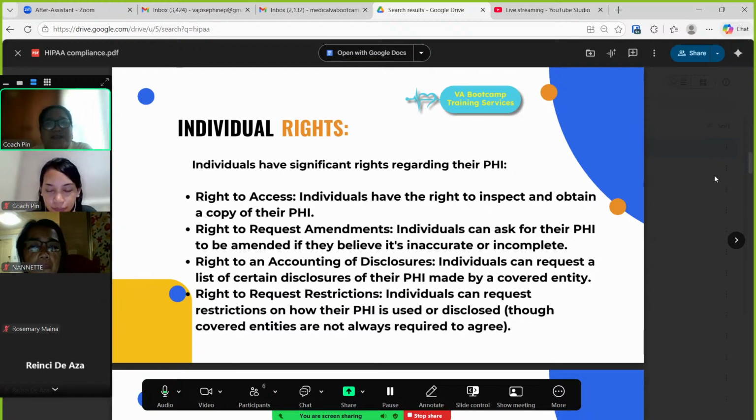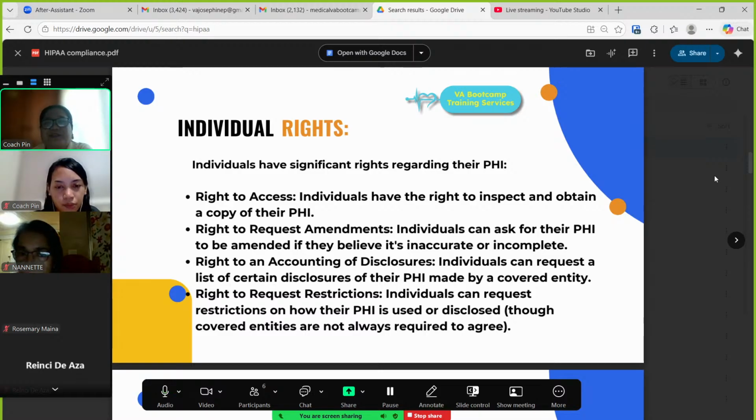Okay, so right to access. Individuals have the right to inspect and obtain a copy of their PHI. Right to request amendments. So, individuals can ask for their PHI to be amended if they believe it's inaccurate or incomplete. Right to an accounting of disclosures. So, individuals can request a list of certain disclosures of their PHI made by a covered entity.